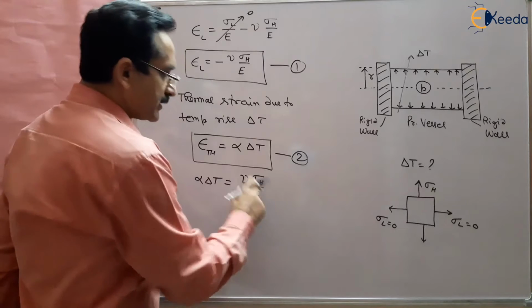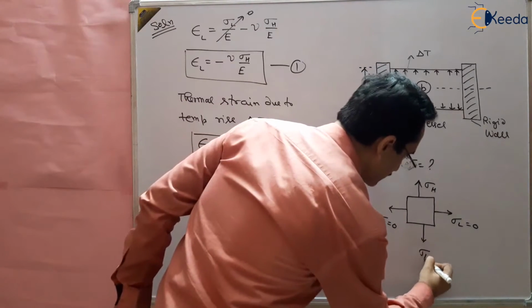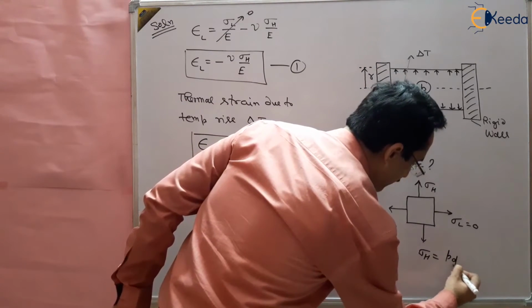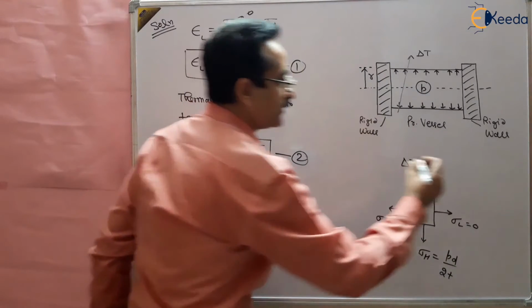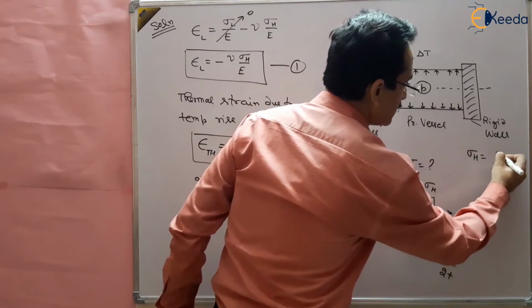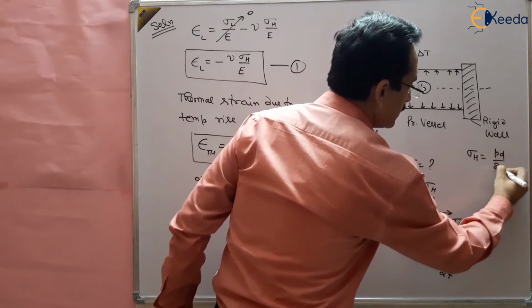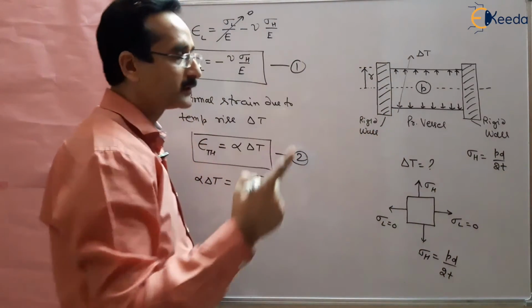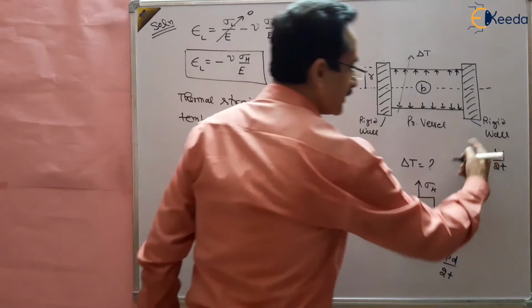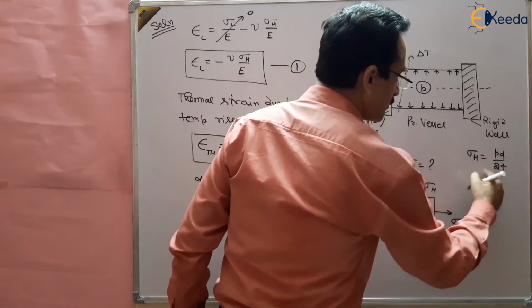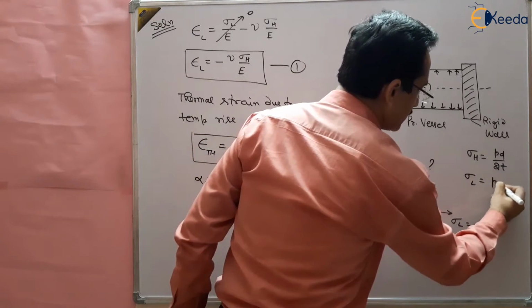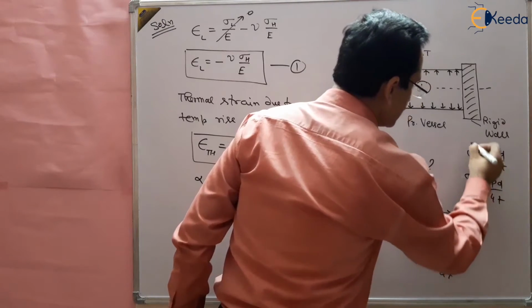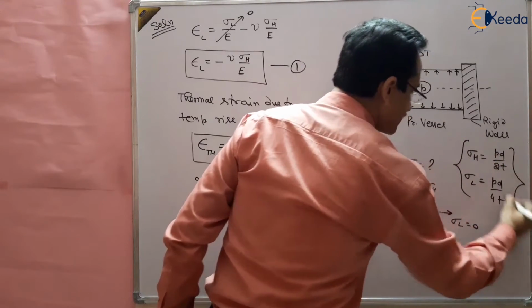So what is sigma h? It is the hoop stress, and hoop stress is given by PD by 2T. You should remember that hoop stress is given by PD by 2T. You have to go to the thin cylinder chapter where you will find this equation. PD by 2T is the hoop stress and longitudinal stress is given by PD by 4T. You should remember this for thin cylinders.